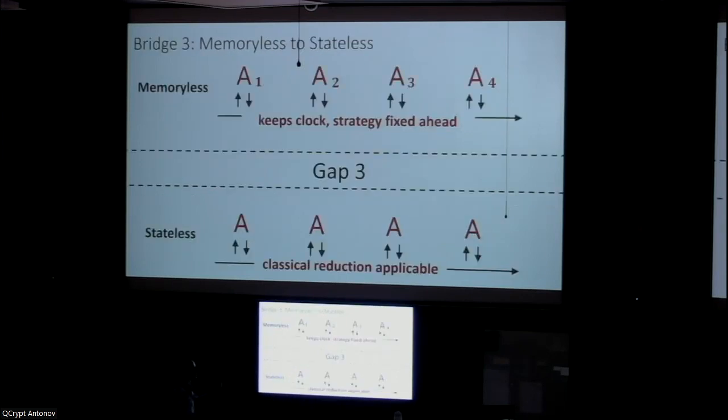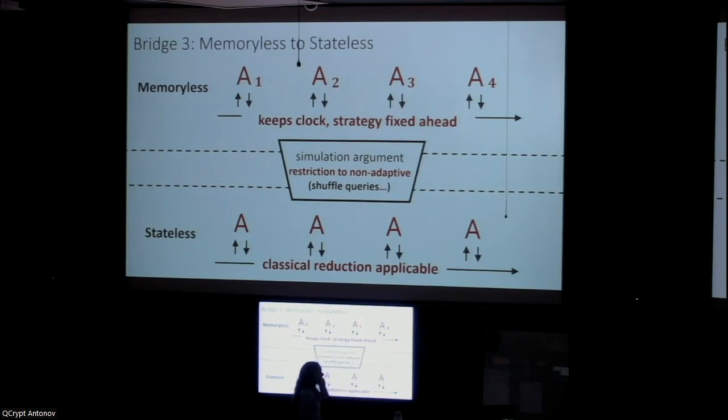Okay, so let me just wrap up. This is how we get memoryless adversaries. And then eventually we just need to get stateless. That's very easy, we just shuffle the queries. So before, we had memoryless adversaries, and we just shuffle them randomly to get stateless. So that's essentially how we get it.